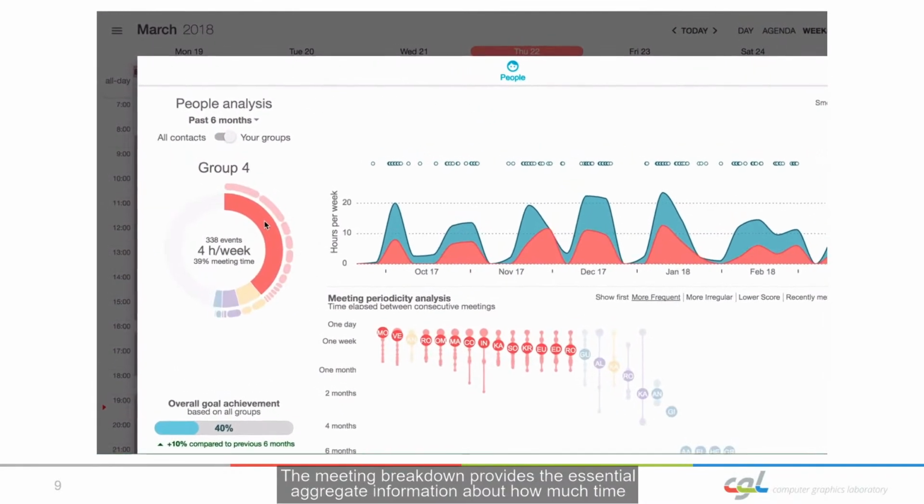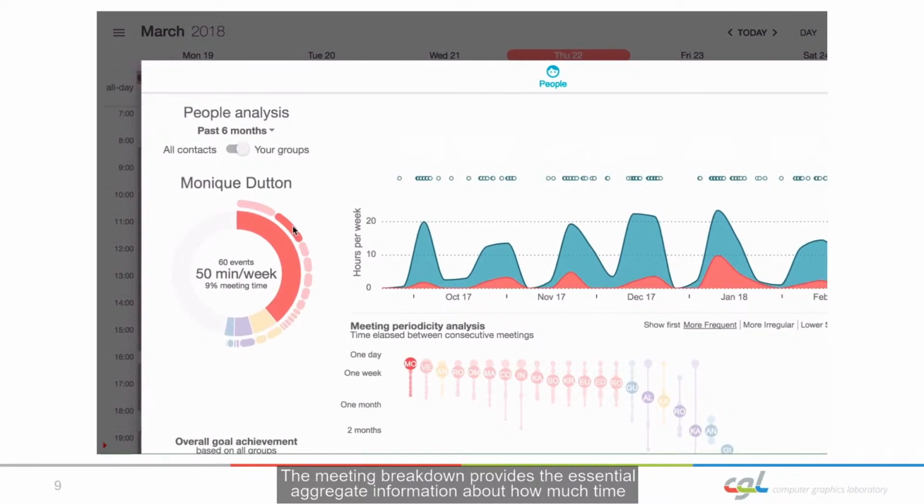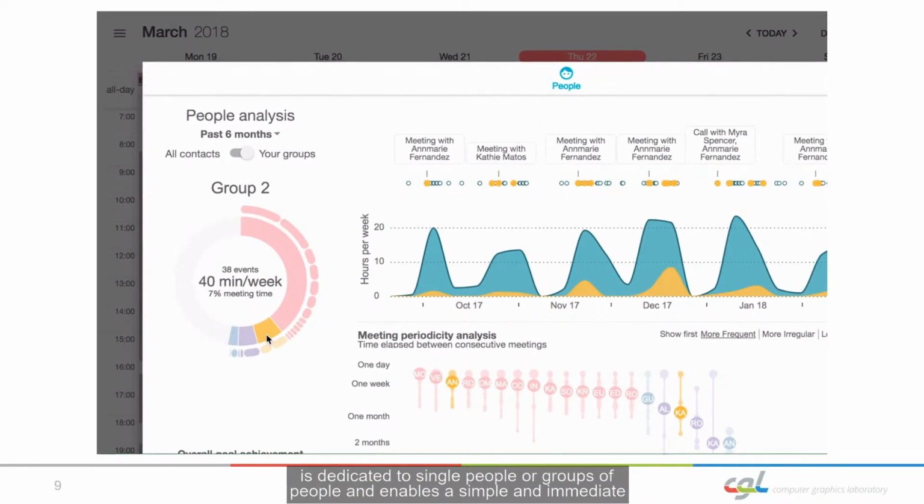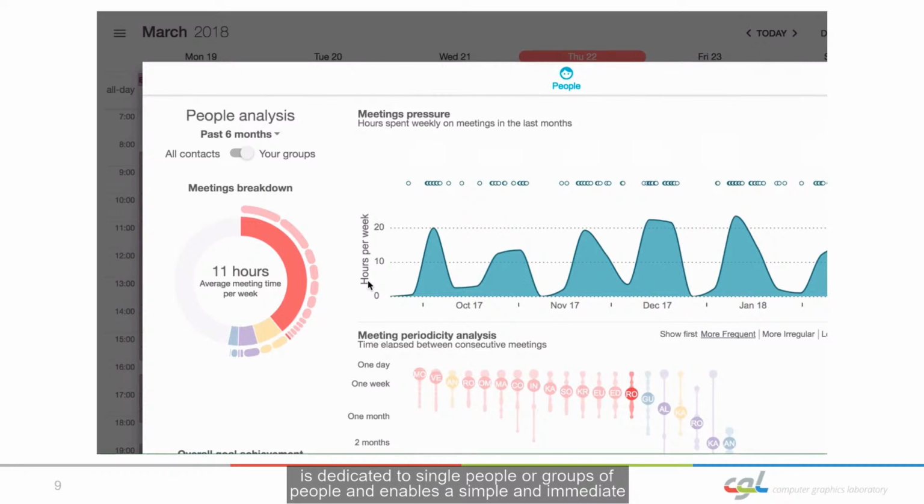The meeting breakdown provides the essential aggregate information about how much time is dedicated to single people or groups of people and enables a simple and immediate visual comparison between them. Thereby, the outer ring of this two-layer sunburst plot encodes the time spent with individuals, whereas the inner ring shows the time spent with groups.